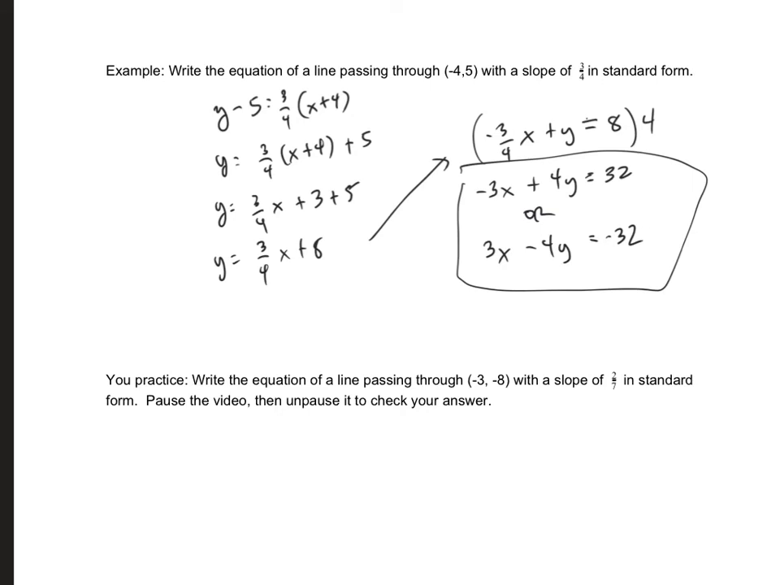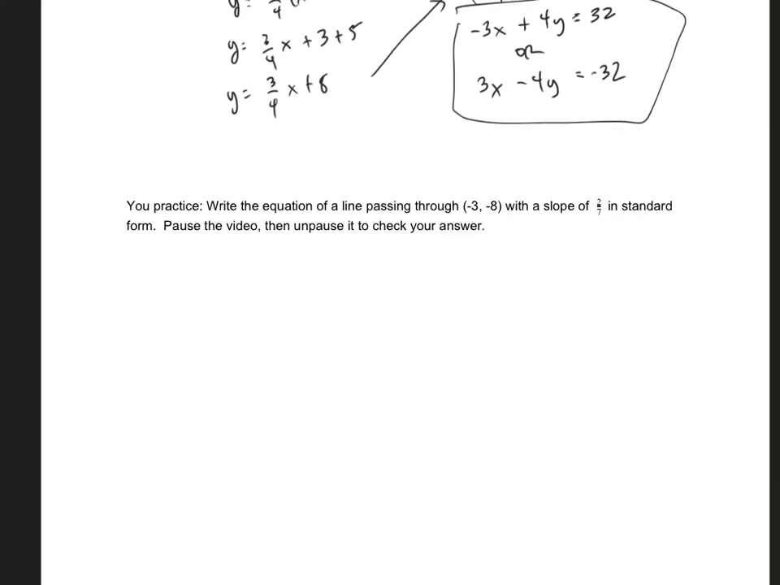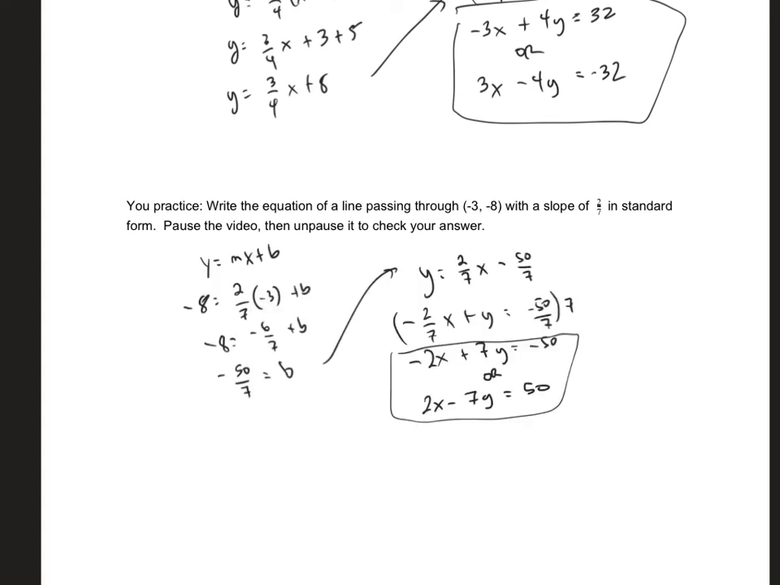So if you're writing in standard form, the idea is to use the information you're given to get it in a different form, point slope or slope intercept, and then get it in standard form by getting the x and the y on the same side and getting rid of any fractions. So now I'd like you to practice that problem. Pause the video and unpause it to check your answer. All right, so this time I went directly to slope intercept form and then I converted it to standard form. So check your answer, see if you got the same thing I did. All right, let's move on to the last page of the notes.